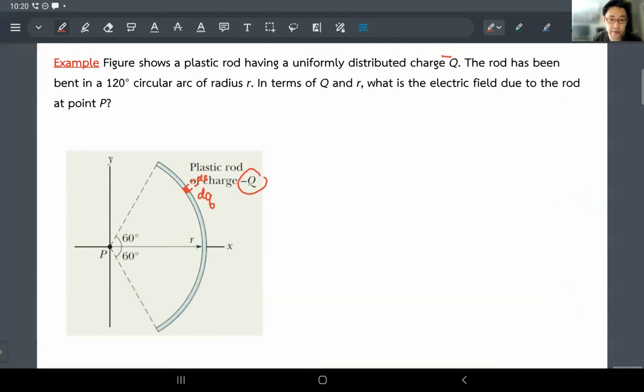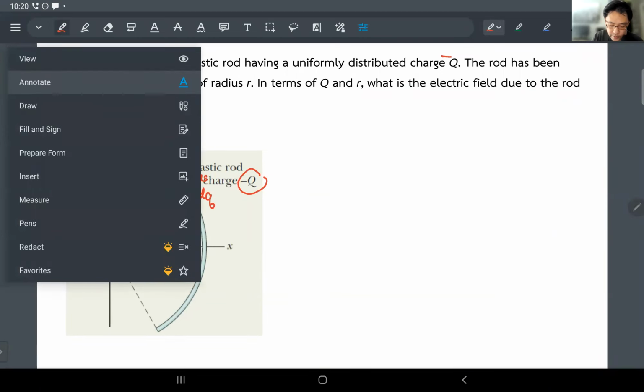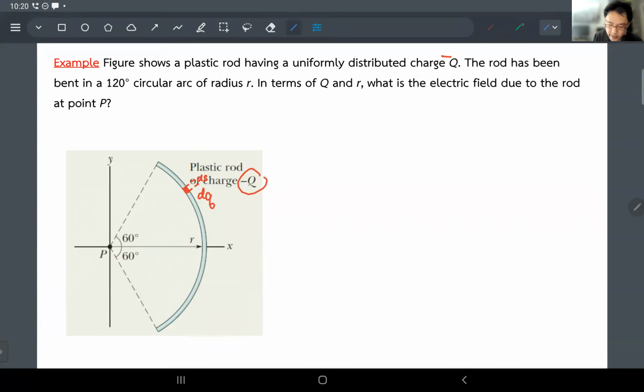Okay, next, what else? Just like before, this dq will generate an electric field everywhere. Because we are looking at just the particular point P, that's your radial direction. And because the charge Q is negative, it will generate an electric field pointing towards it. Cool. You can name this a tiny dE. That's no big deal. I think you see what the setup is.